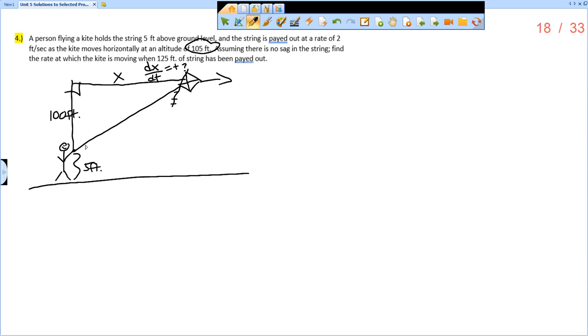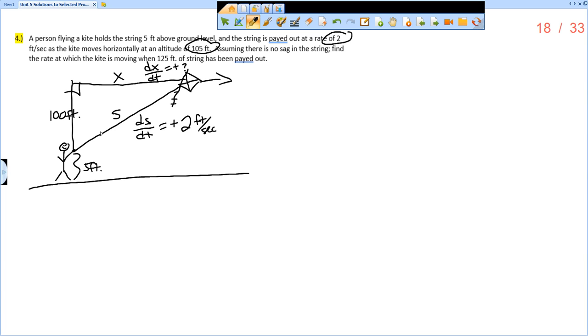Now, we also have the string here, this diagonal. Let's call that s. That is changing, and so that is ds/dt, and that is a positive value. Specifically, you're told that the string is being paid out at a rate of 2 feet per second, and so ds/dt is 2 feet per second. And remember, it is positive because s, the length of the string, is getting longer.